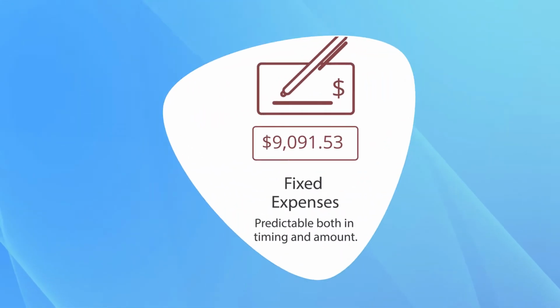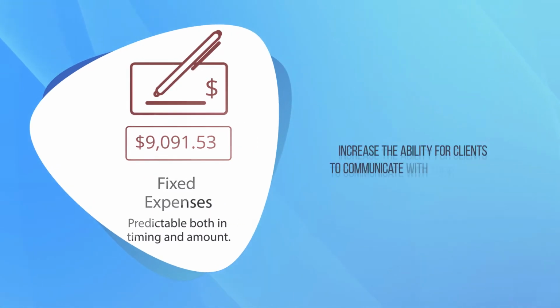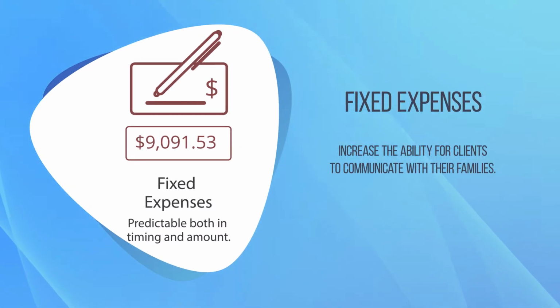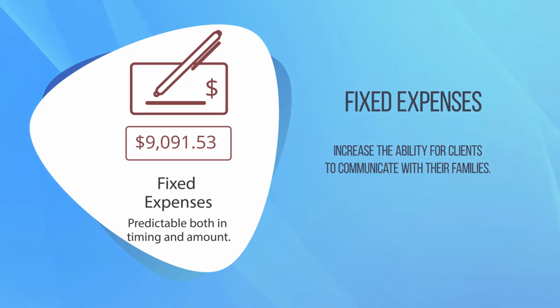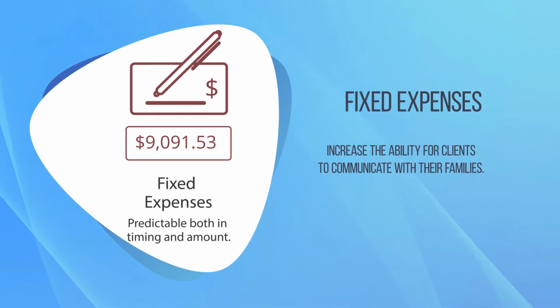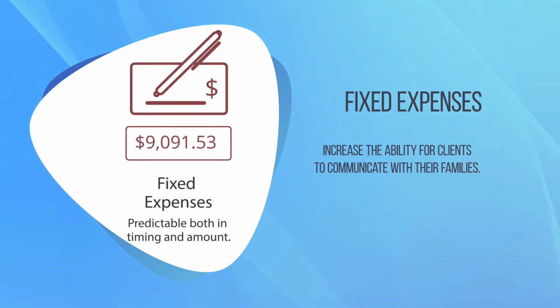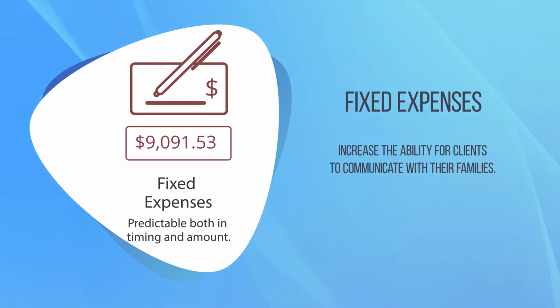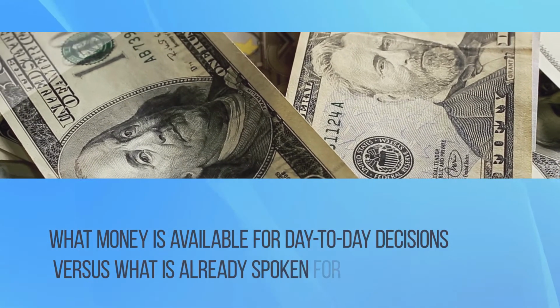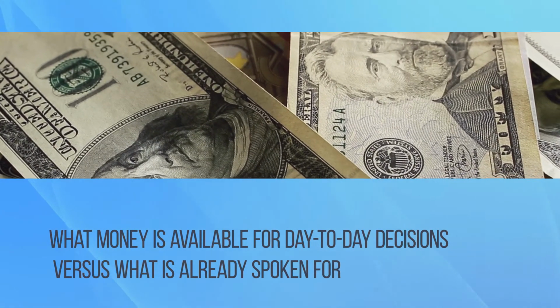In this example, the client needs to transfer approximately $9,000 per month into a separate bank account and pay those fixed expenses from there. The first thing that this does is increase the ability for clients to communicate with their families. Because if there are several bills within this $9,000 that are actually paid annually or semi-annually, then there's a buildup of cash in this account. It's not up for grabs because it's already spoken for.